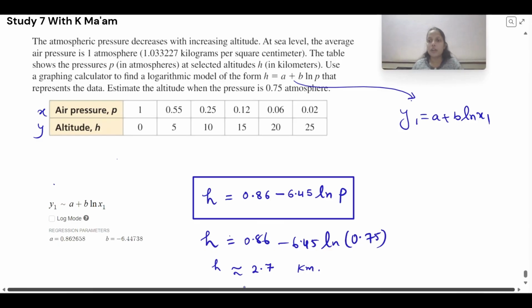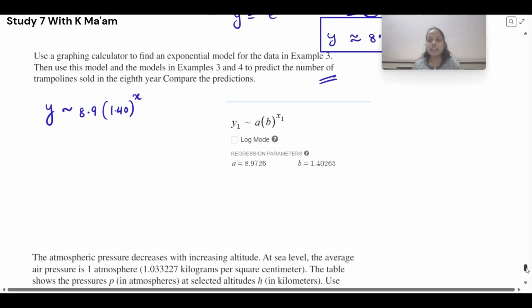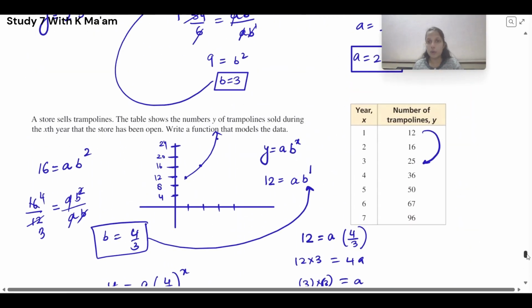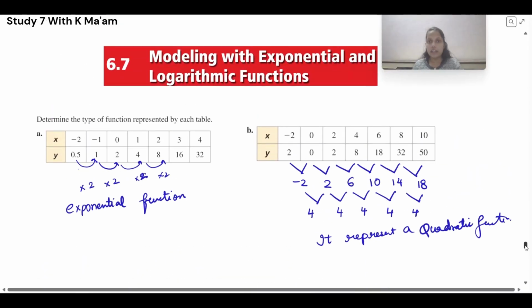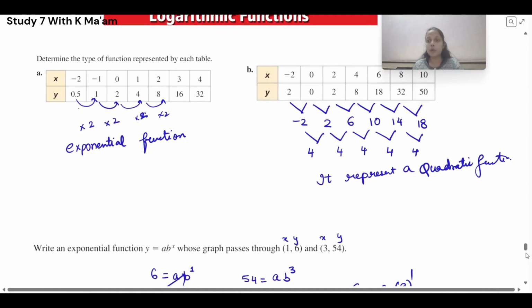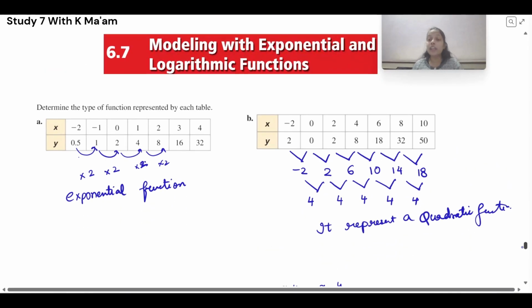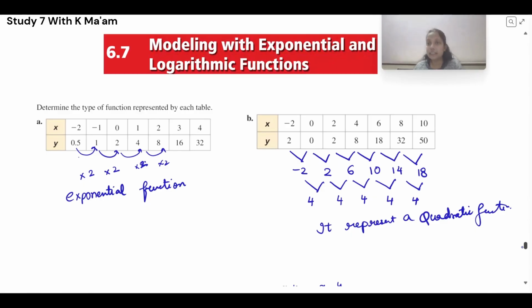Done. So we have covered 6.7 today. I hope you understand that everything in this chapter was modeling for exponential and logarithmic. Chapter 6 is completed. In the next video, we will start a review of chapter 6. Thanks for watching.